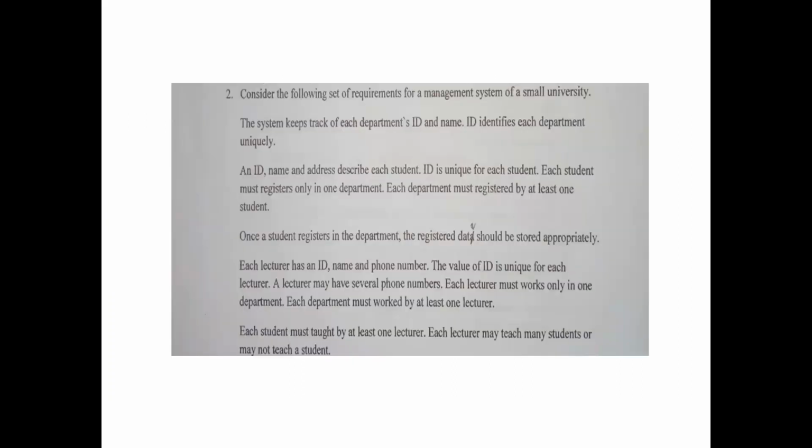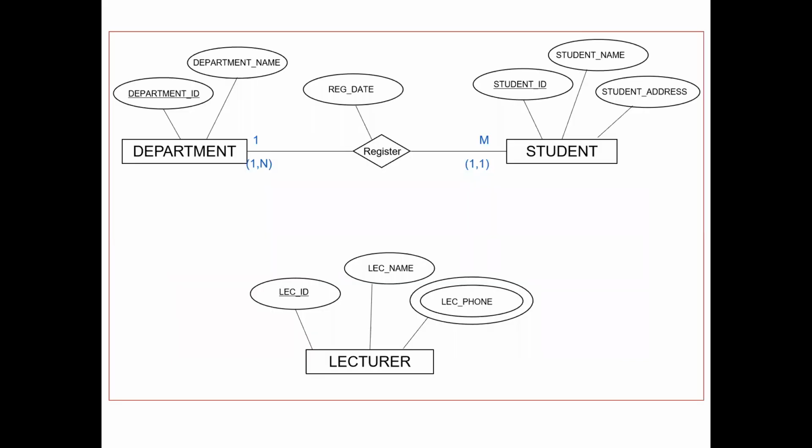A lecturer may have several phone numbers. That means it should be a multi-valued attribute that stores multiple phone numbers. Therefore, we can represent this lecturer phone number attribute using double-lined oval.